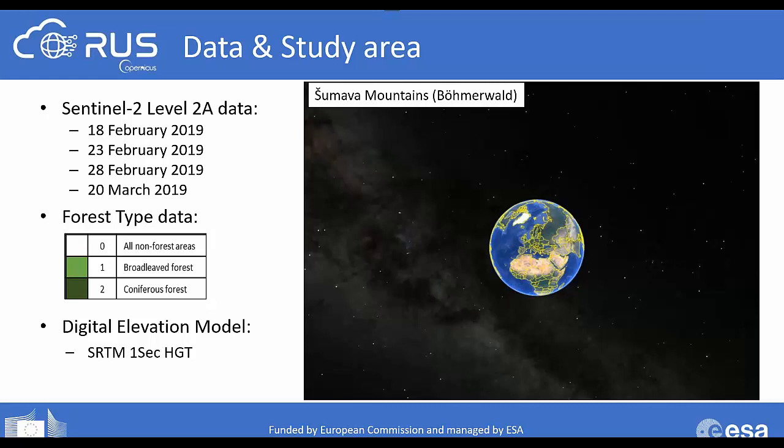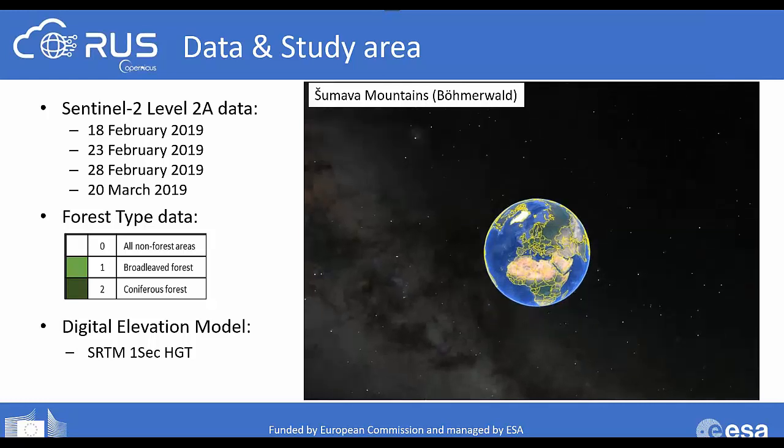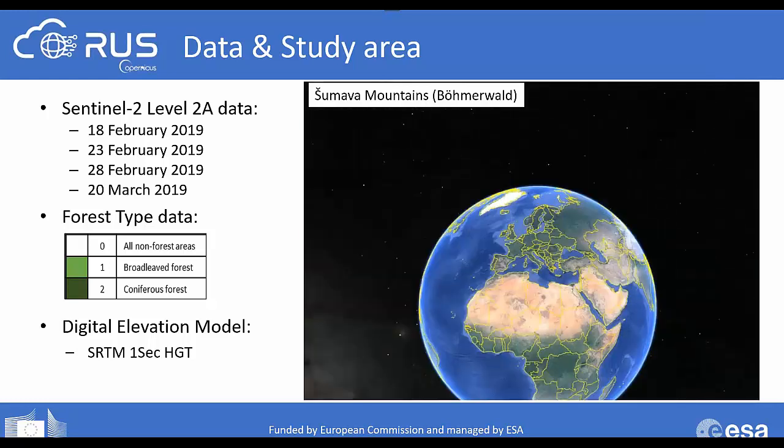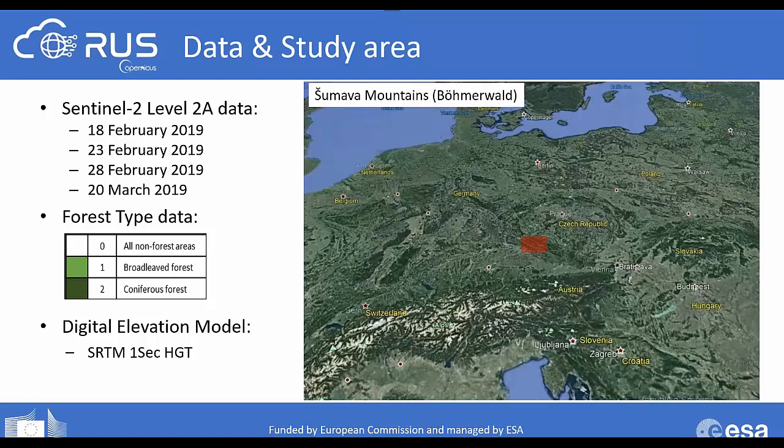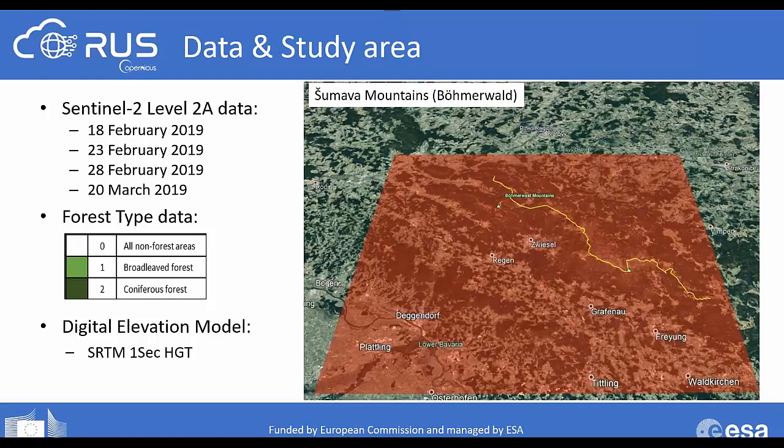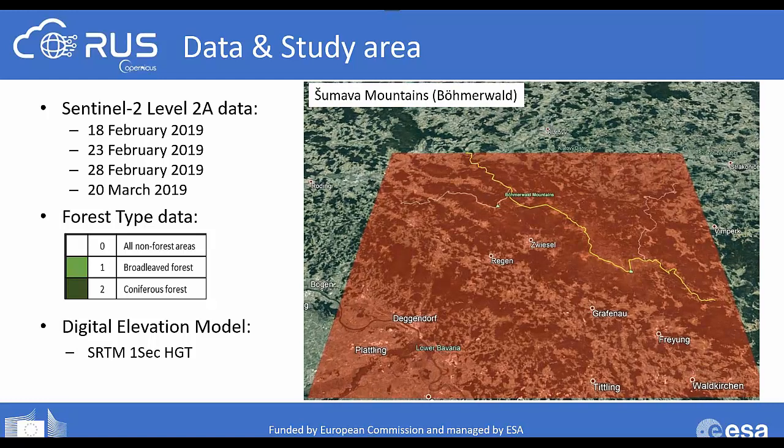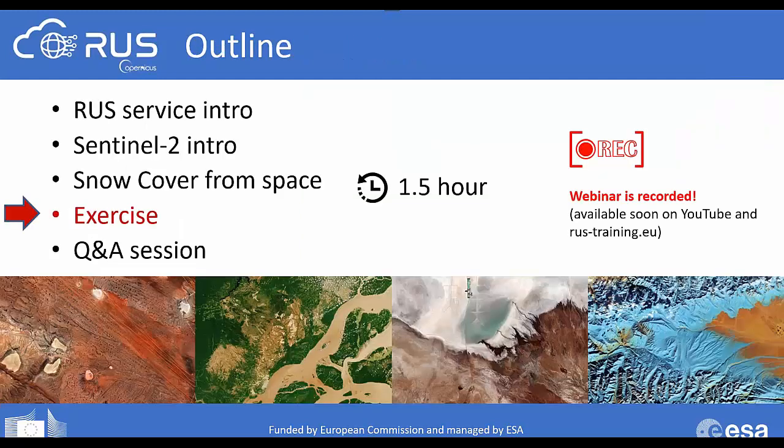As for the study area, our study area is the Šumava Mountains on the boundary of Czech Republic and Germany. It's relatively low mountains, the highest is about 1200 meters, so they are not covered by most snow algorithms, high resolution snow products. So that's why we use this area. Okay, and now let's move on to the exercise.